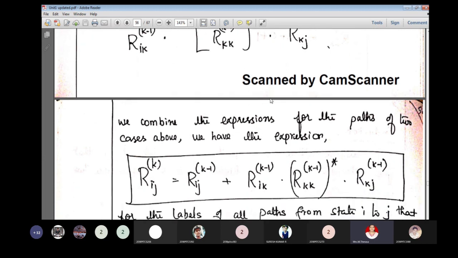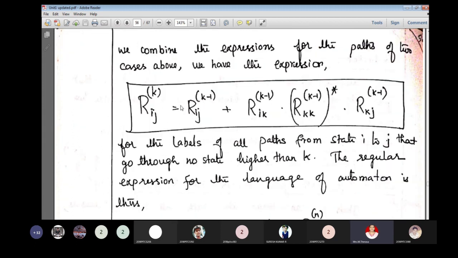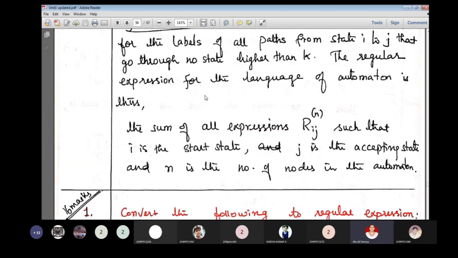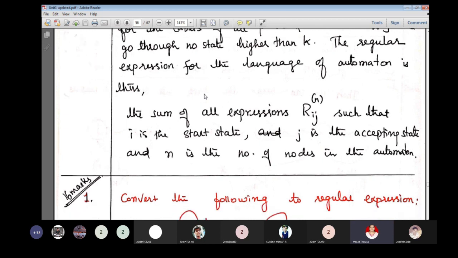We combine the regular expressions for the paths of the two cases above. One is the first one, without going through k, which is nothing but a path from i to j where the intermediate nodes are at most k minus 1. That gives the labels of all paths from state i to j that go through no state higher than k. The regular expression for the language of the automaton is thus the sum of all expressions R_ij^n, such that i is the start state, j is an accepting state, and n is the number of nodes.